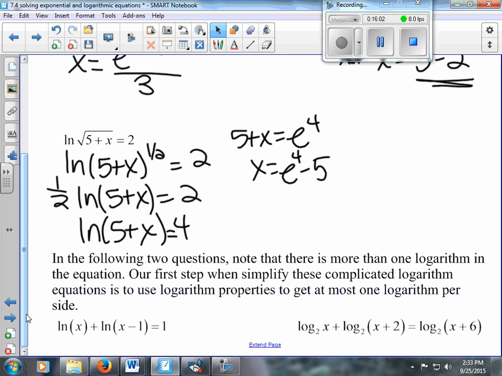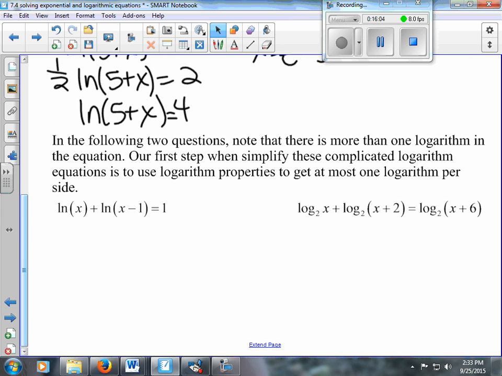And then these last types of questions are going to be a little bit more complicated logarithm questions because they have more than one logarithm in the question. And we will see two different types. In this first type, we have a constant that has no log in it, okay? And with this type, and actually with all the types, you want to get at most one logarithm per side. So if you look in this one, I have two logarithms on the left. You have to use your log properties to combine this into one logarithm.